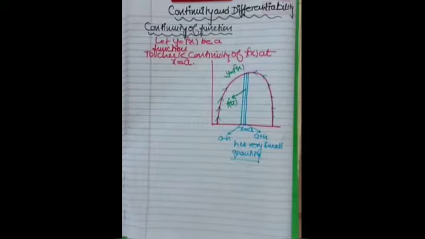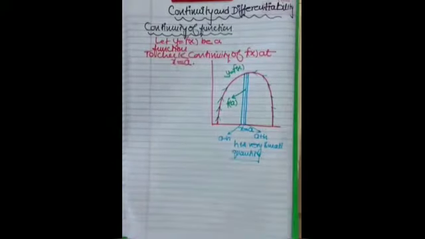Now our topic of class 12th is continuity of a function at a given point. What does it mean? Without plotting a function, how can you check that the function is continuous at that point or discontinuous? Means, is there any breakage of the curve or is the curve continuous? If there is no break in the curve, then the curve is called continuous. If there is a break in the curve, then the curve is called discontinuous.